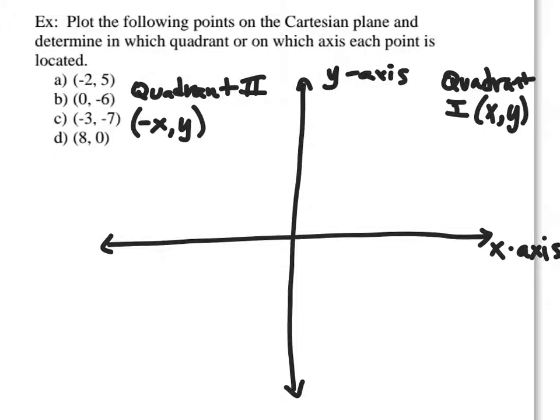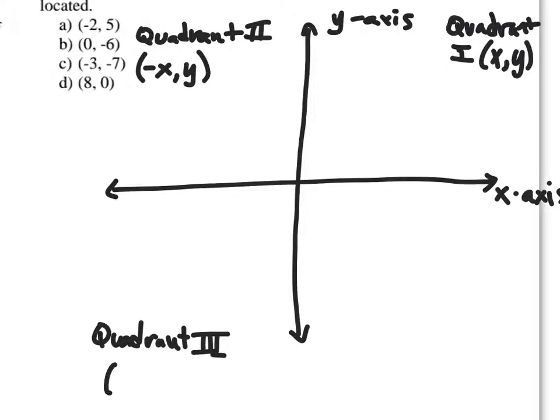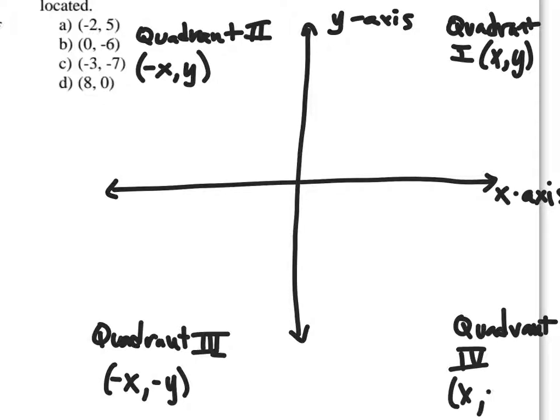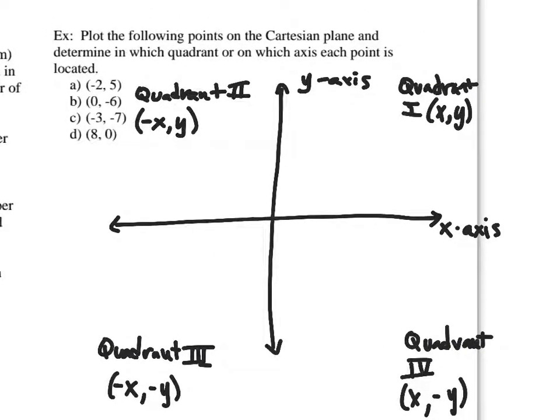Over in quadrant 3, over here, what I know is that both my x value and my y value are negative. So I have negative x, comma, negative y, okay? And then my last one, quadrant 4, I have a positive x value and I have a negative y value. So what that does is it allows me to come over here and help me plot my points.